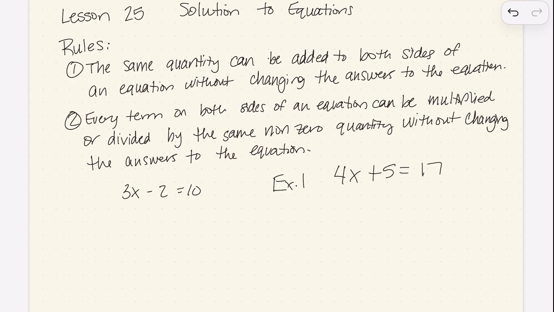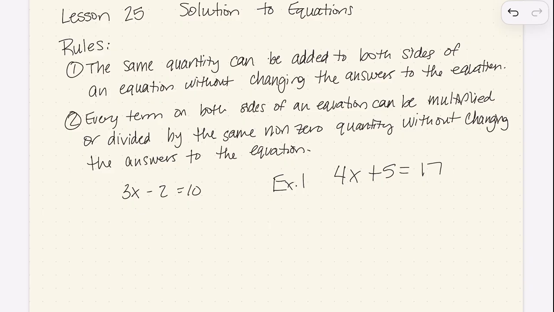It keeps it balanced, and that's the biggest thing that we want to make sure that we are doing is keeping our equations balanced and equal, because that's part of what equation stands for. And the second thing says that every term on both sides of an equation can be multiplied or divided by the same non-zero quantity without changing the answers to the equation. So if I multiply or divide all of the terms on one side, and then I do it to the other side, I'm not changing the overall answer to the equation. I am keeping it balanced. You do it to one side, you have to do it to the other.